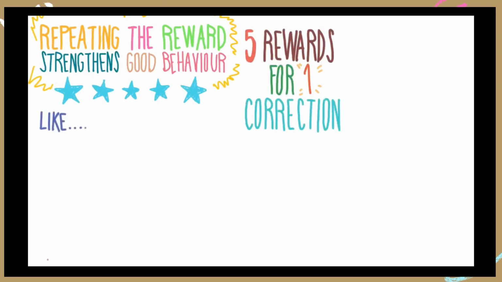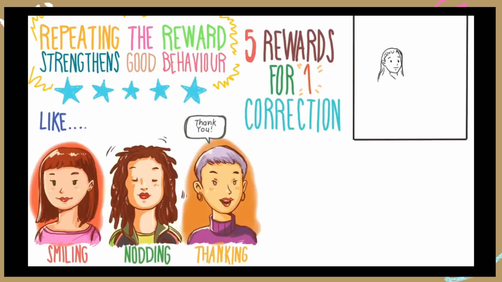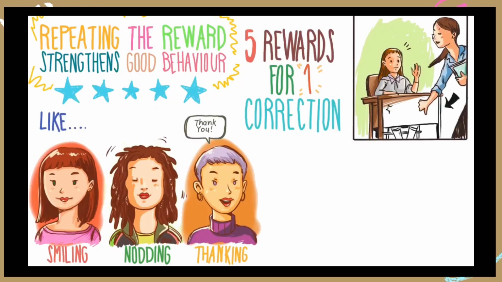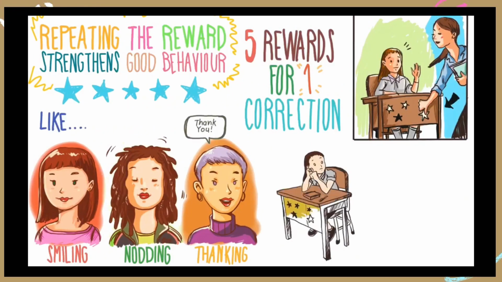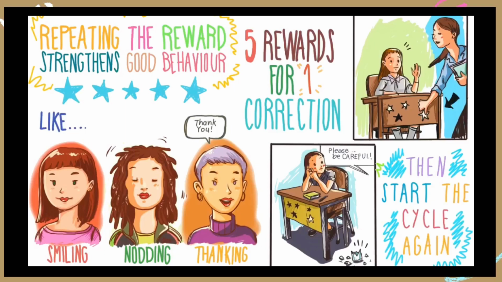Rewards can be simple, such as a smile, a nod, or saying thank you. For instance, you can acknowledge a child for sitting quietly, raising her hand, or other good behaviors 5 times. If the child then does something bad, like breaking a glass, you can say, "Please remember to be careful." Then you start the cycle of 5 positive reinforcements again.